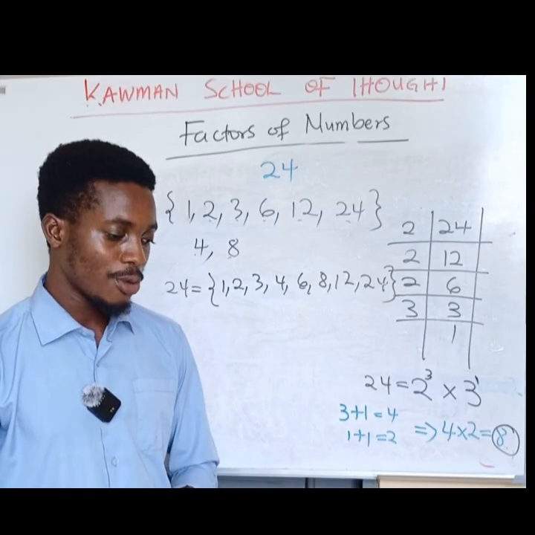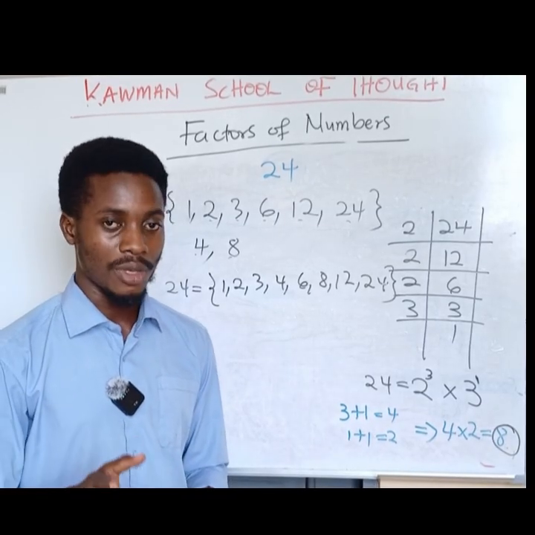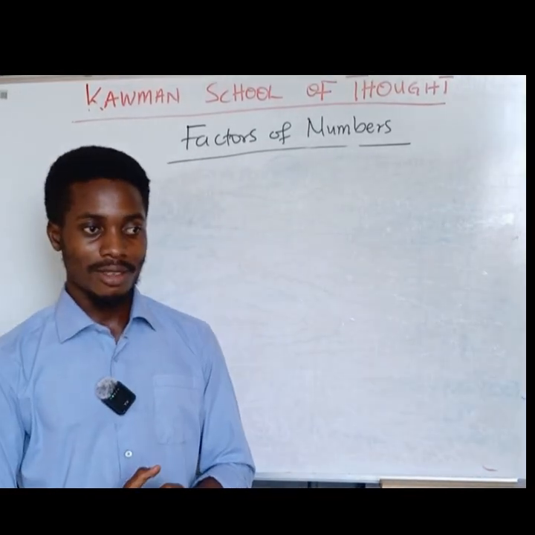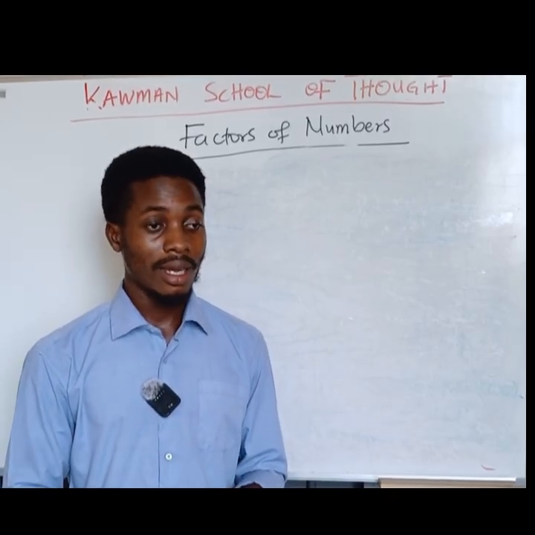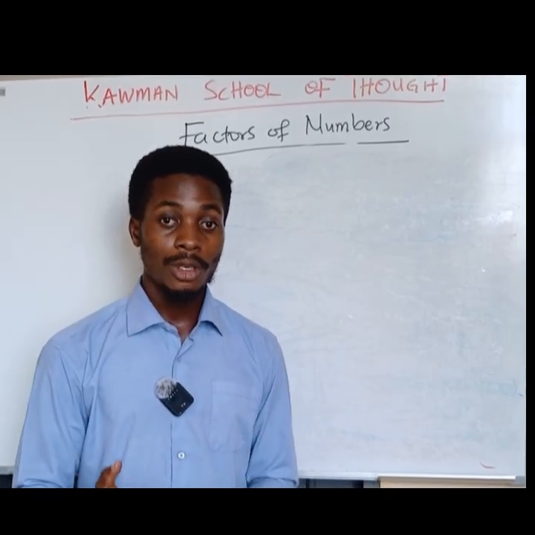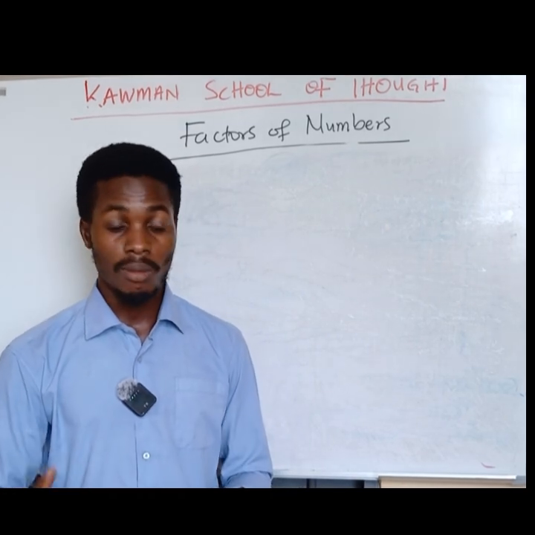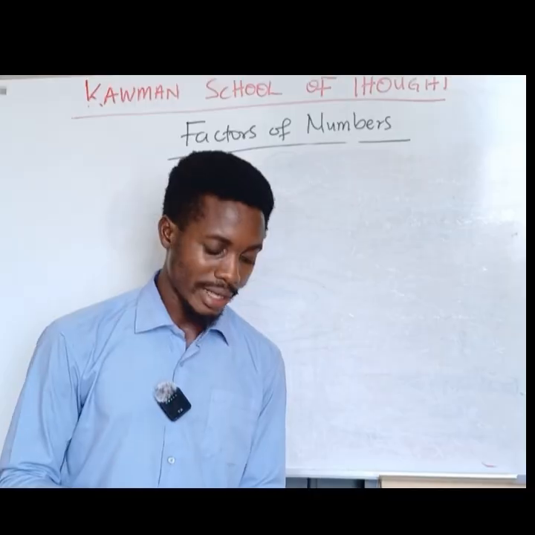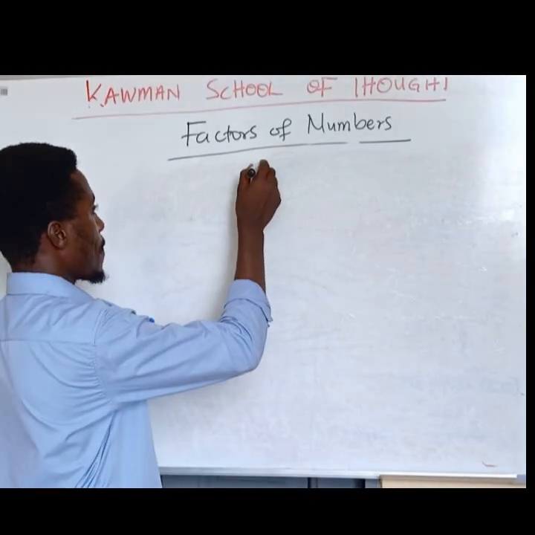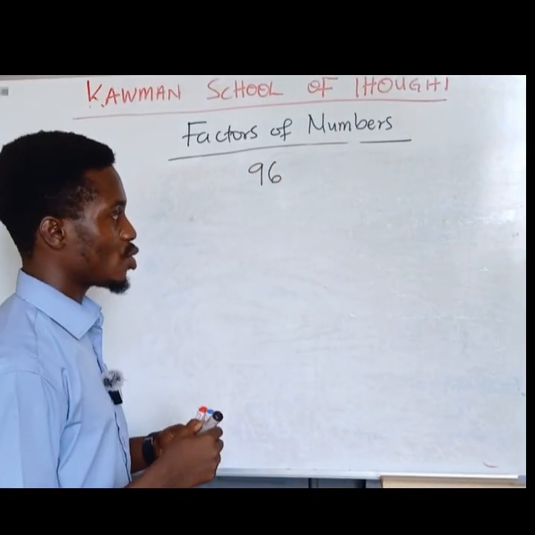Now I'm going to give you a question to try for me. Now let's try something a little difficult to see if you can get factors. All right, like I said, all of these things come with experience. The more you solve, the more you become conversant with them. So let's try and find all the factors of 96. Yes, 96. Let's go big.